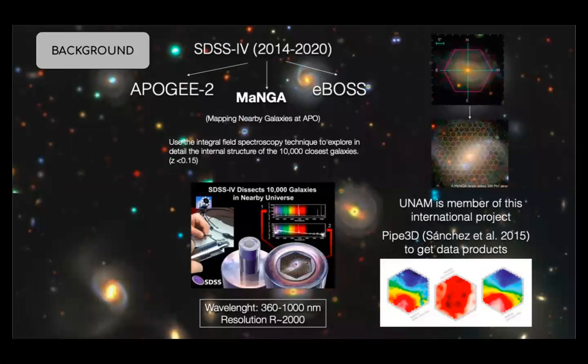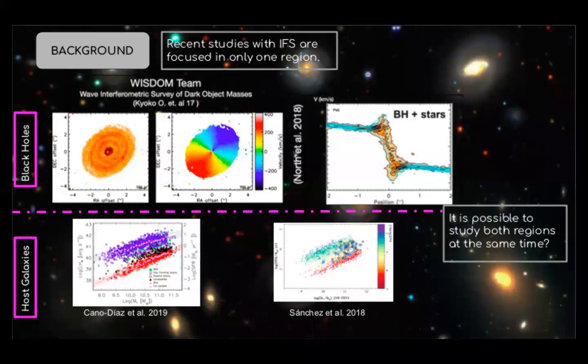MaNGA is one of the three main projects of Phase 4 of SDSS. It uses the integral field spectroscopy technique to explore in detail the internal structure of the 10,000 closest galaxies. Some of the advantages are the high resolution and the wide coverage in wavelength. UNAM is a member of this international project.